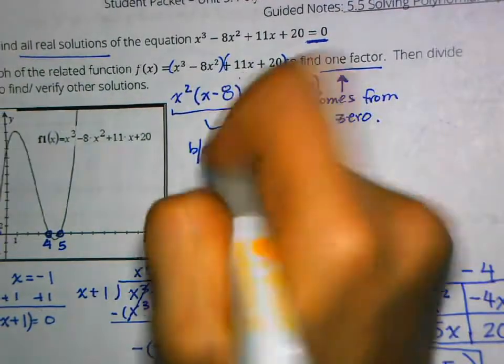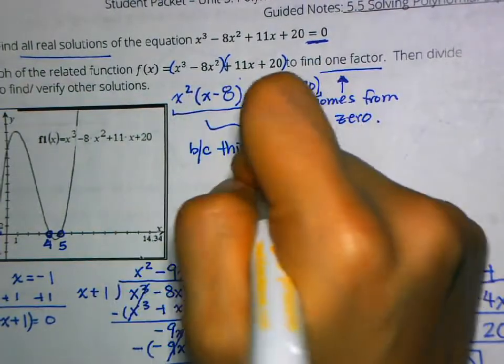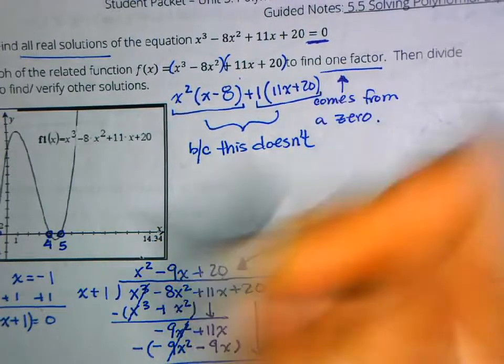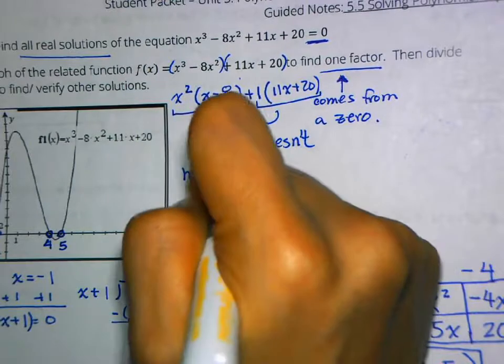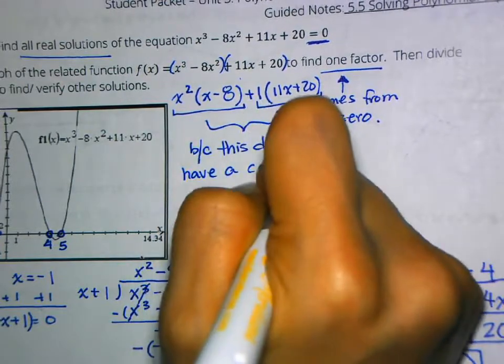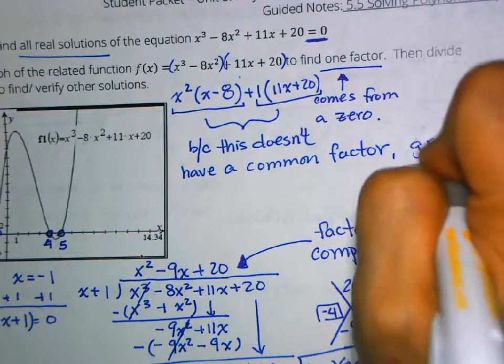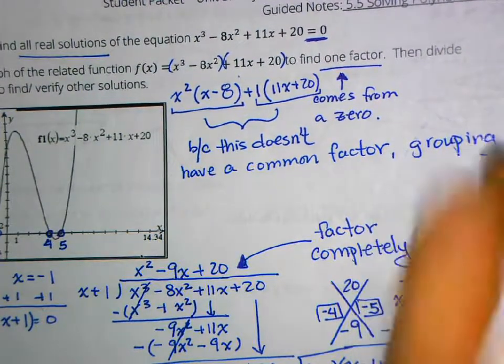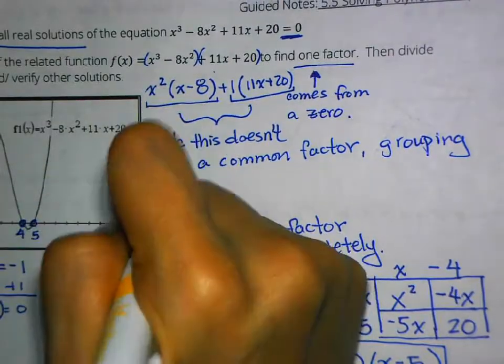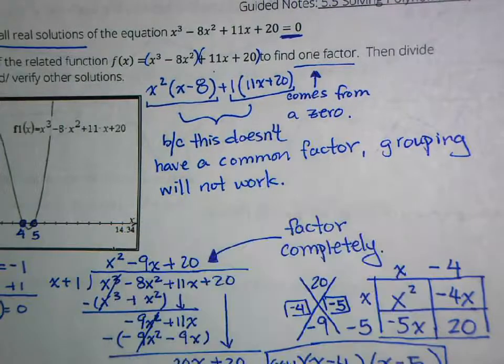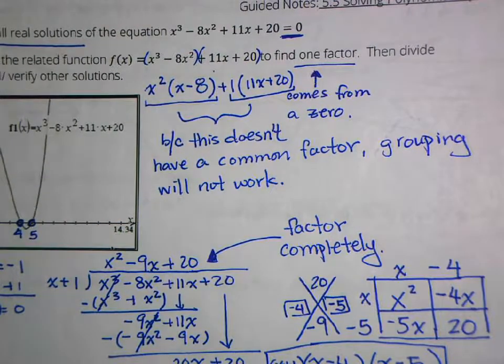Because this does not have a common factor, grouping will not work. So you have to graph it to find one of the factors.